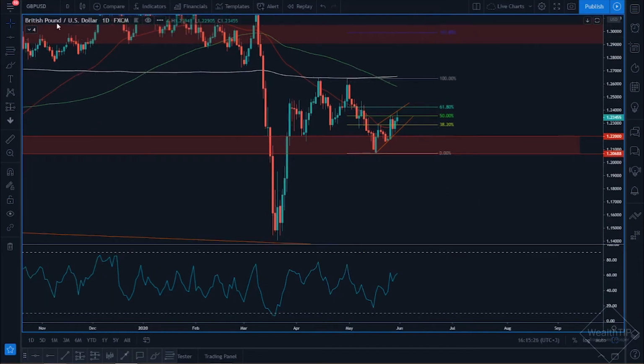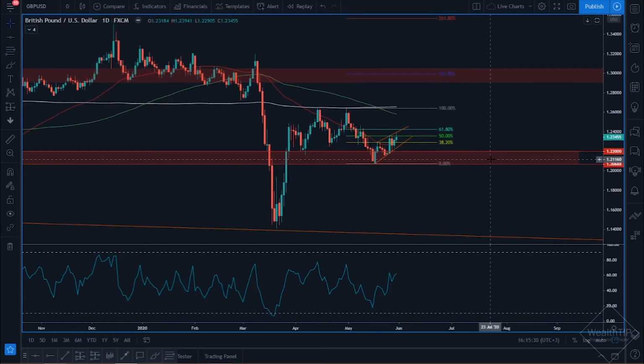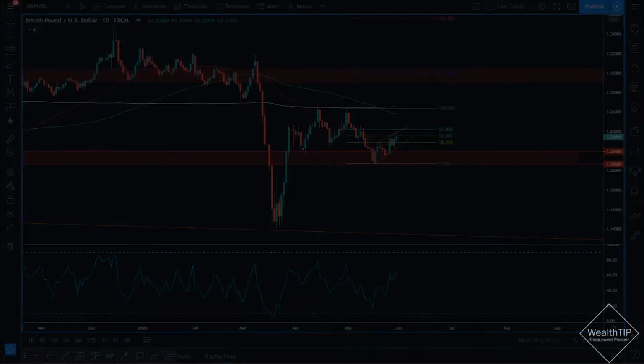Personally, I'm not even interested in looking at the pound as it stands, but I will definitely keep an eye on it during the course of the week, as I believe that this could potentially continue still developing. But that's the pound dollar. Let's go over to our next pair.